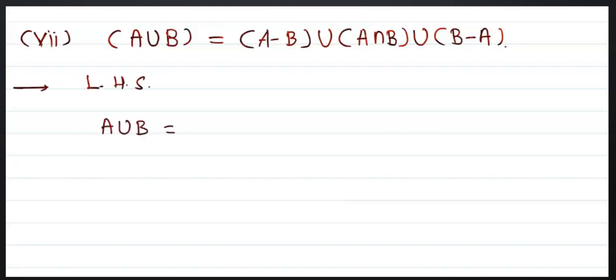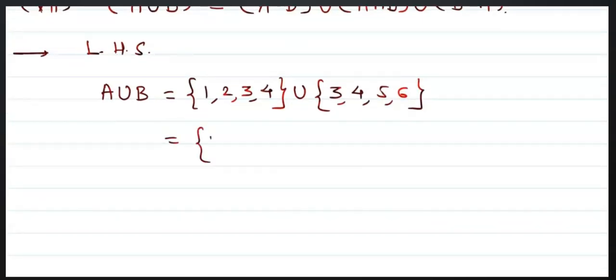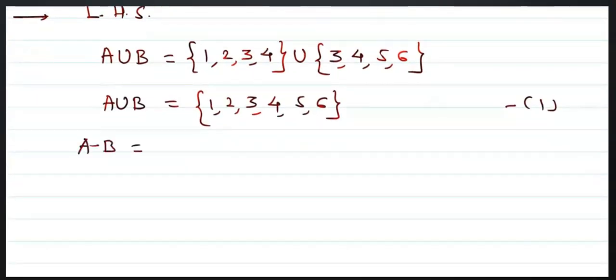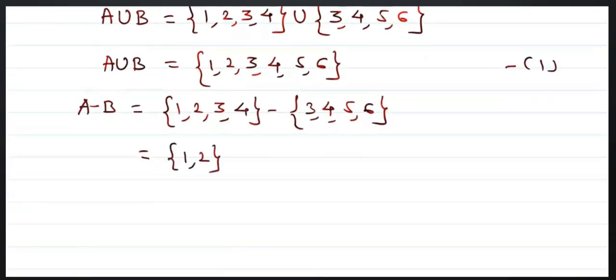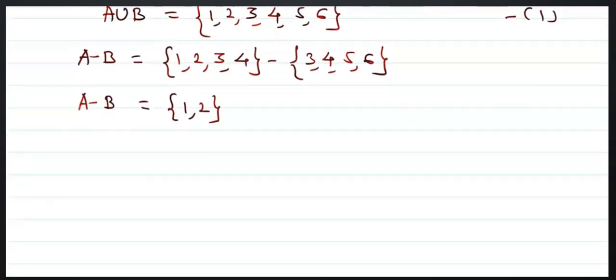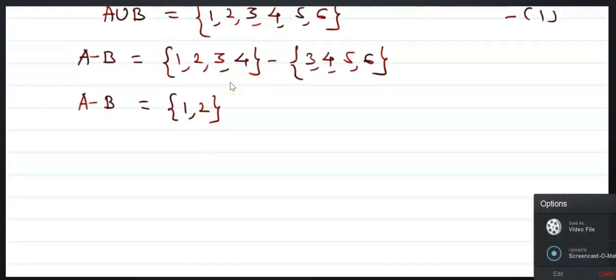We first consider the LHS, A union B, that is {1, 2, 3, 4} union {3, 4, 5, 6}, which is {1, 2, 3, 4, 5, 6}. This is A union B, number 1. A minus B is equal to {1, 2, 3, 4} minus {3, 4, 5, 6}. Therefore, it is only {1, 2}, because this is their subtraction. The common elements 3, 4 and 3, 4 are removed, therefore 1, 2 is remaining only.